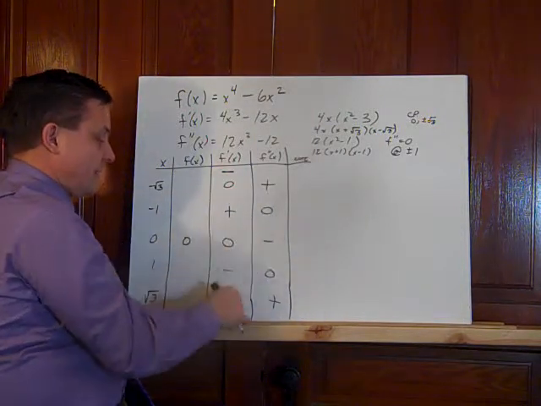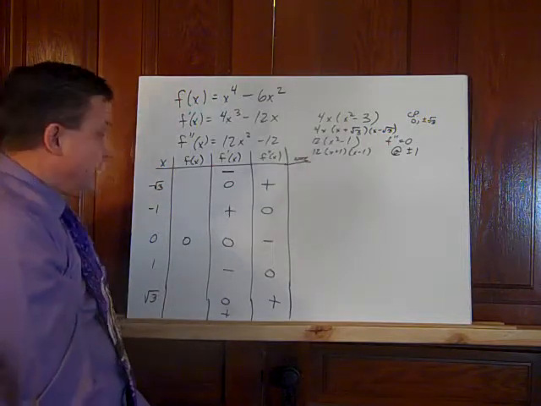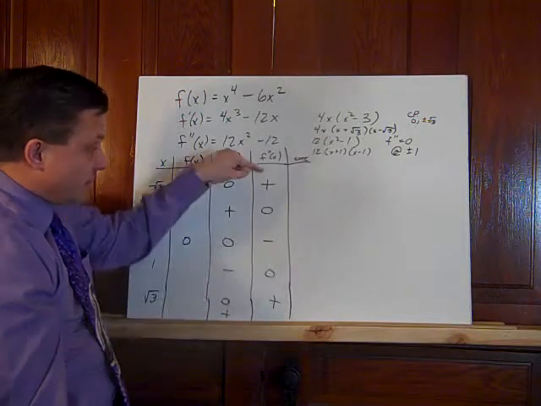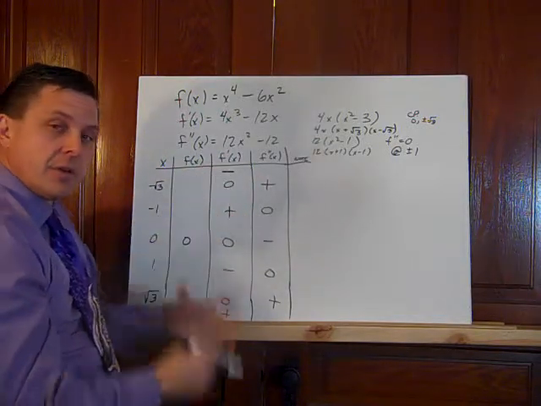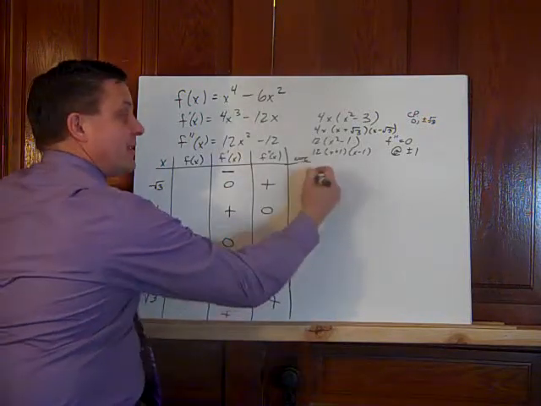It's changing sign 3 times. So there's going to be 3 maxes or mins here. Likewise, there are 3 different sections of concavity and 2 points of inflection. It changes sign here and here. So now we've got to start labeling all this stuff out. So let's start with increasing and decreasing.